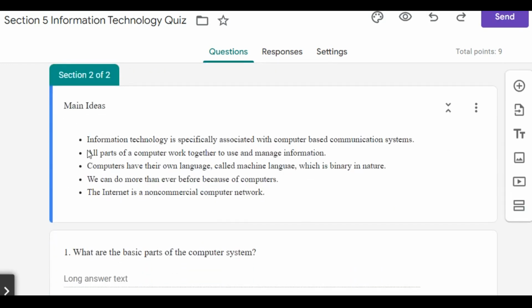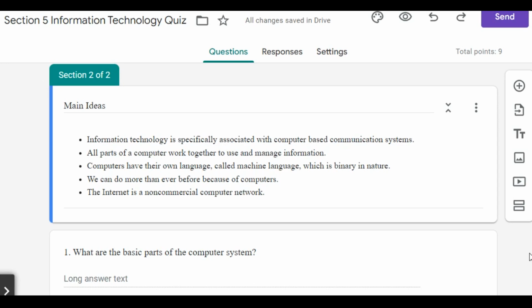Main ideas. Information technology is specifically associated with computer-based communication systems. All parts of a computer work together to use and manage information. Computers have their own language called machine language, which is binary in nature. We can do more than ever before because of computers. The internet is a non-commercial computer network.